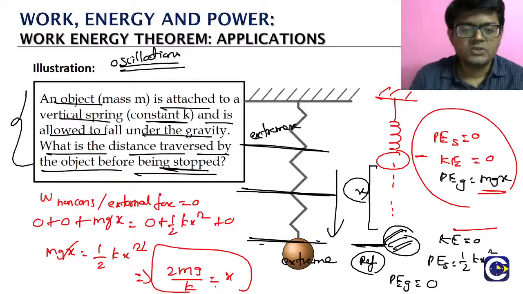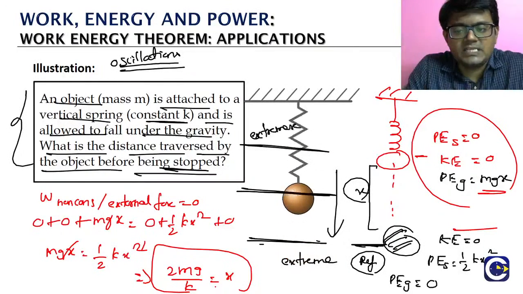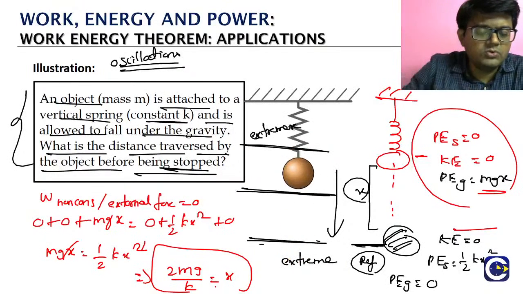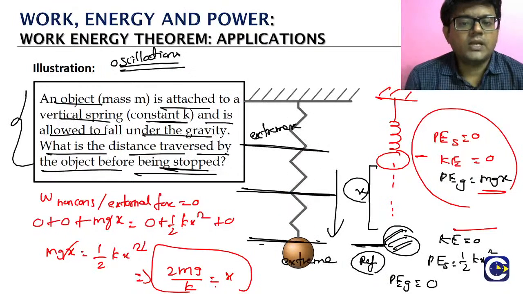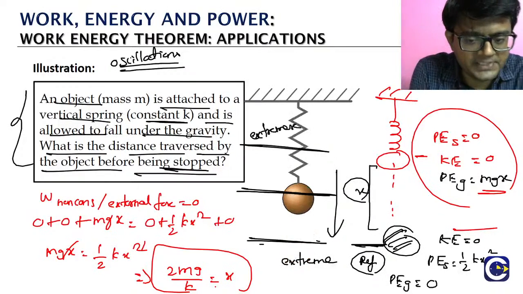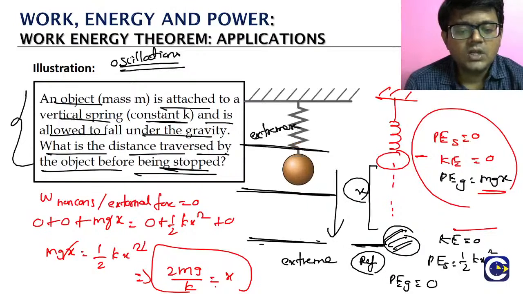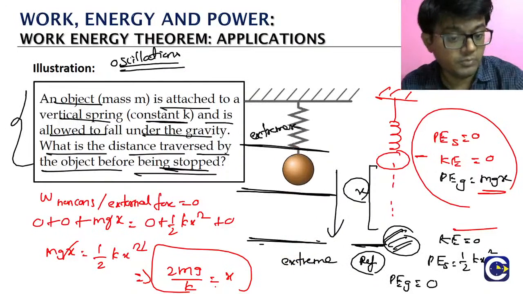Okay, so we are applying what? The conservation of mechanical energy principle from the starting point up to the point where again it will stop. That is what we call the extreme point. In the case of oscillations, what do we call them? Extreme points. Okay? So what is the answer? 2mg by k. That is the distance traversed by the object before being stopped.